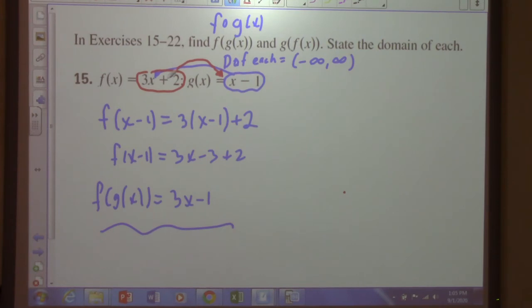Okay, so now we got to take this and plug it in here. So we say g of f.